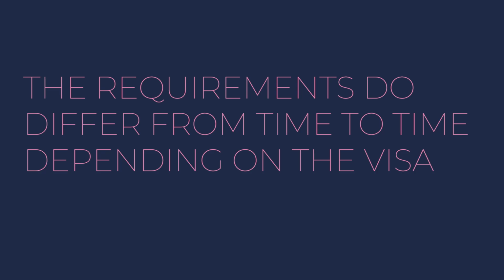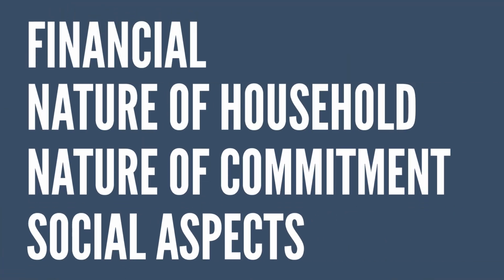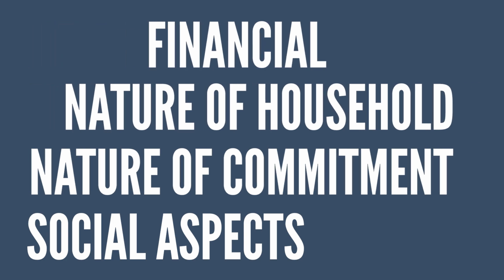The requirements do differ from time to time depending on the visa, and I'll talk about those in detail, but let's just talk about the general requirements to bring your spouse or your children. And there are four main aspects. So first of all, the financial requirements. Second of all, nature of your household. Third of all, nature of commitment. And fourth is the social aspects of your relationship.